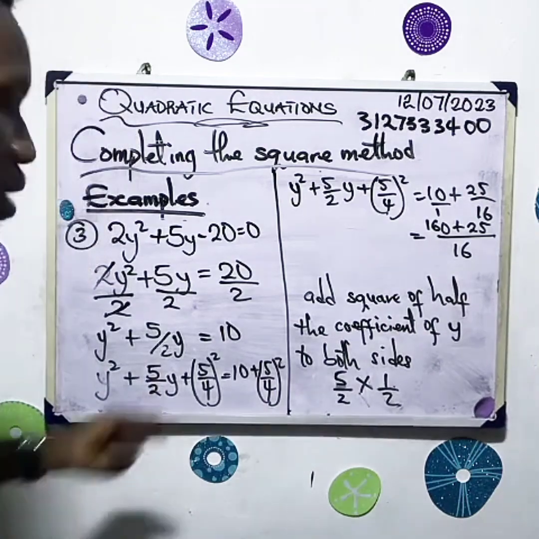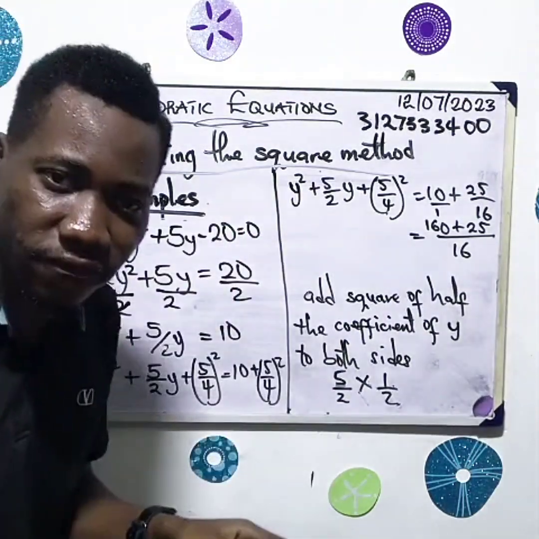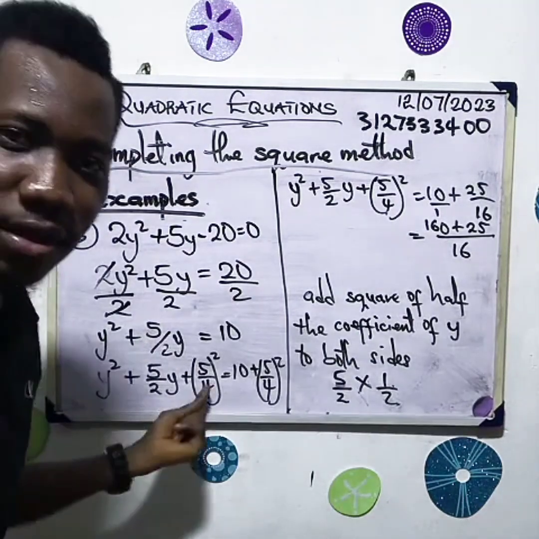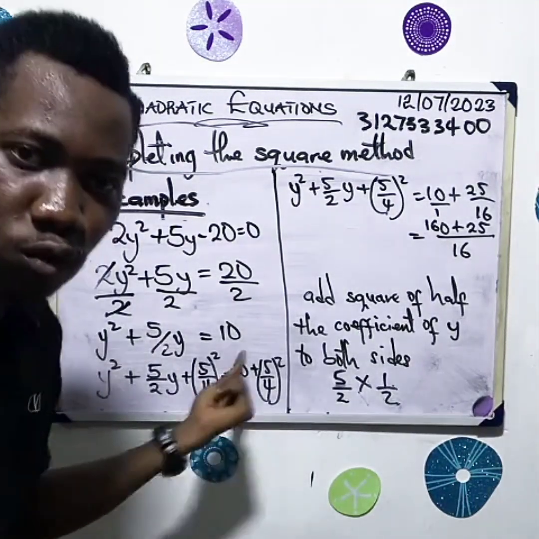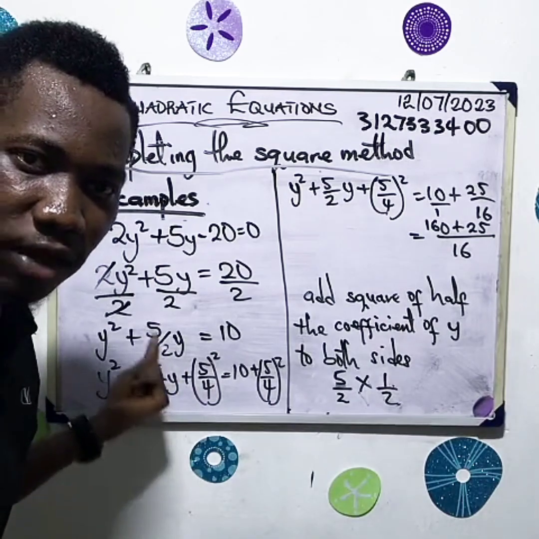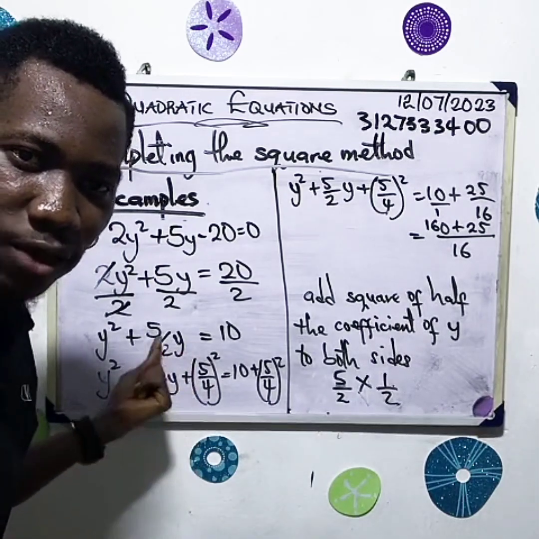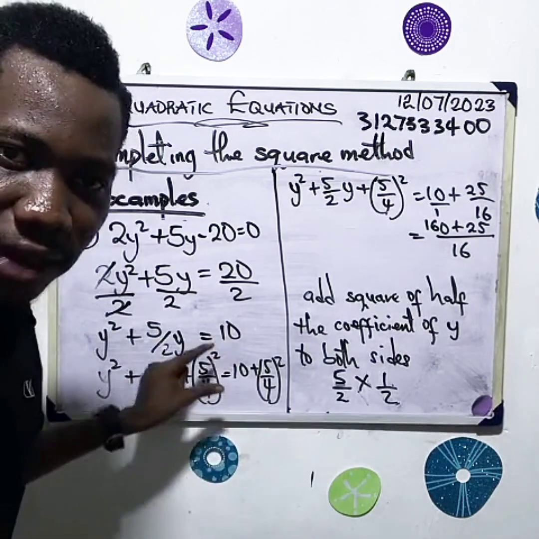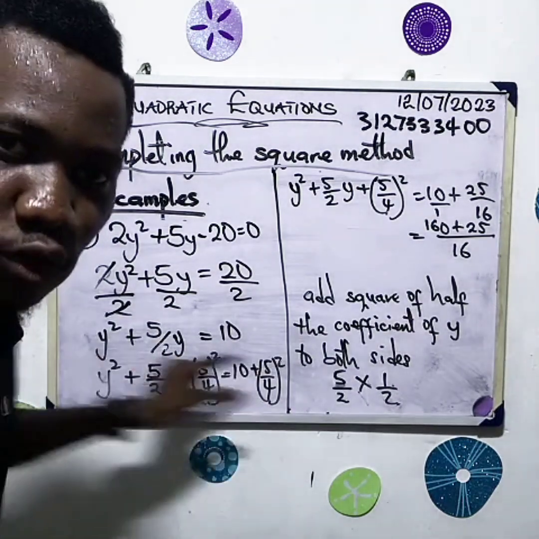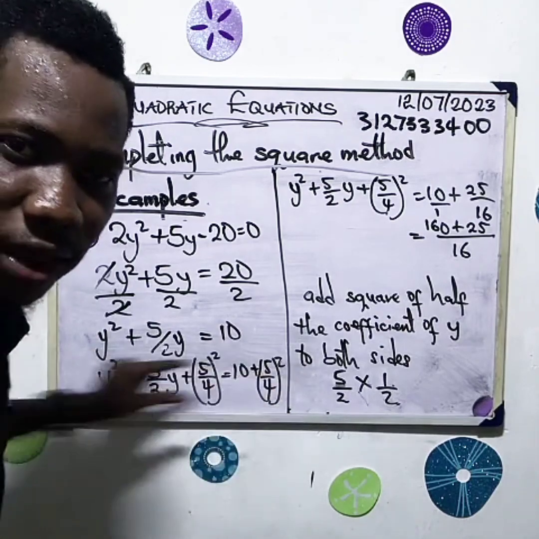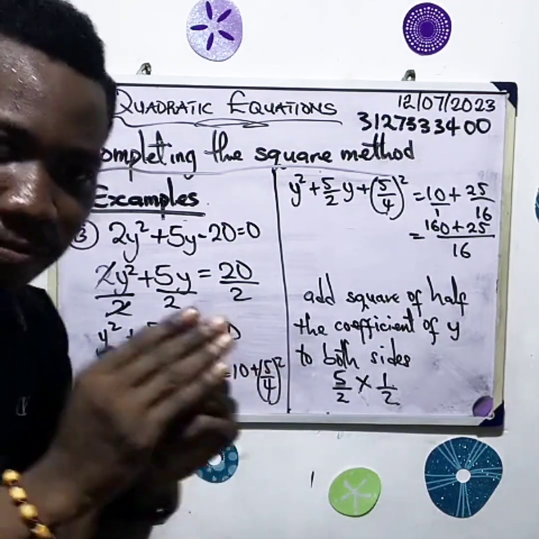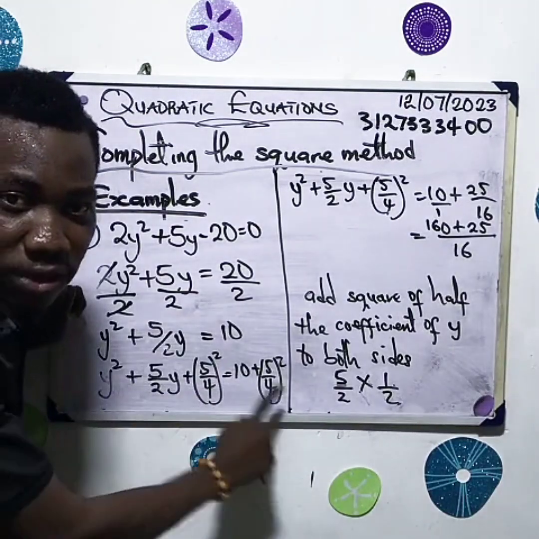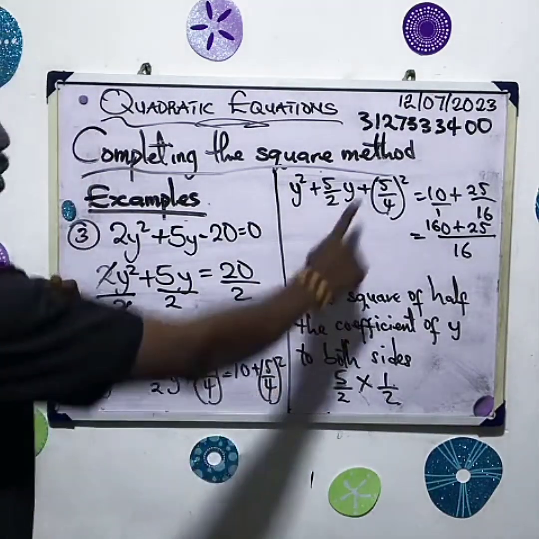Then the next thing is to square that half. If this were 4, half of 4 is 2, then you're going to square 2. You're going to write 2 squared. But in this case, what we have is 5/2, the coefficient of y. So half of 5/2 is 5/4. Then square it, and you're going to add that 5/4 squared to the two sides. You add it here and you add it there. Now that's what got us to this point.